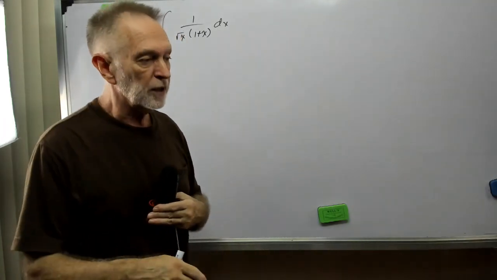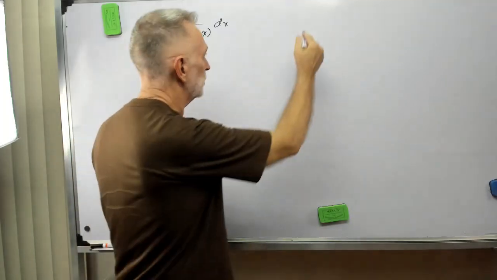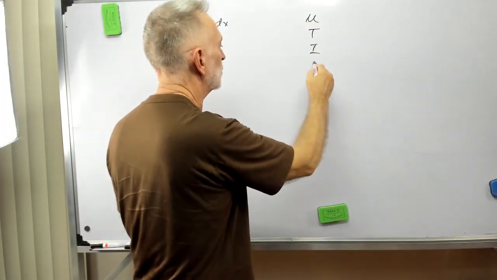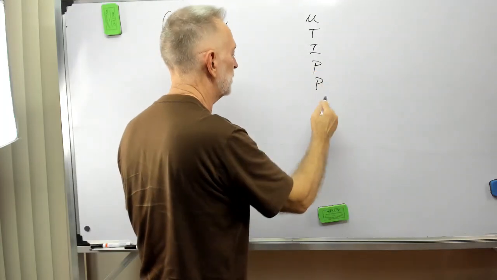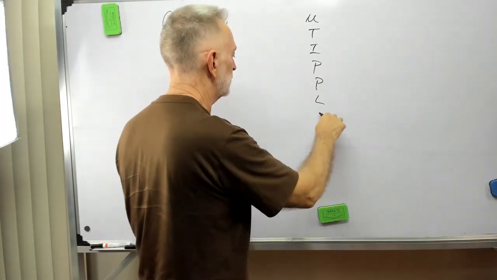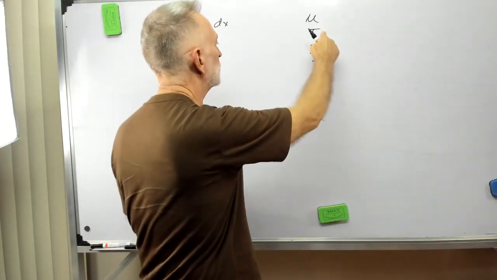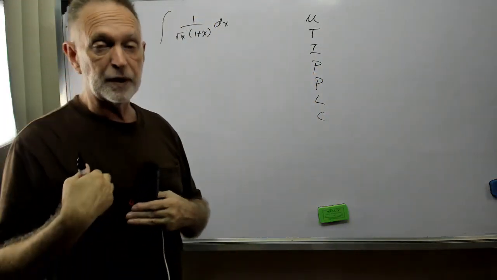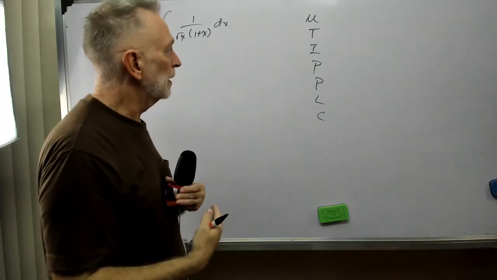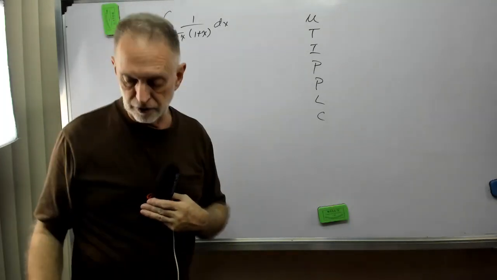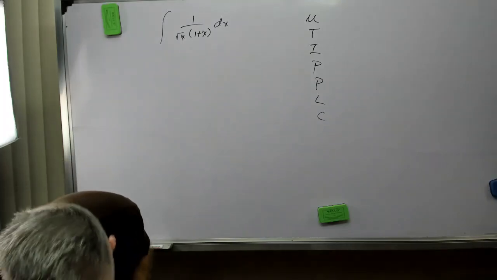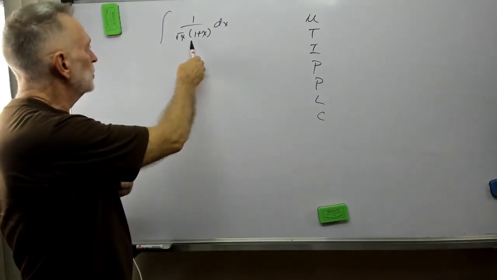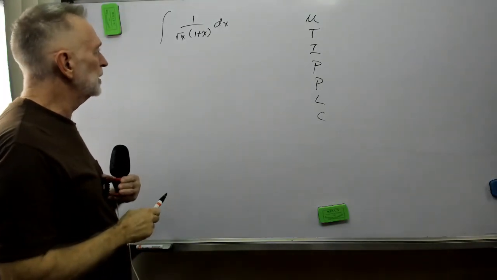We have an integration problem tonight, and basically we're just trying to practice using the tools. And what tools are those? Well, we've got u-substitution, trig sub, integration by parts, partial fractions, power reduction, long division, and completing the square. 1, 2, 3, 4, 5, 6, 7 tools that typically I use to solve integration problems. So let's take a look at this problem. We have the integral of 1 over the square root of x times 1 plus x dx.